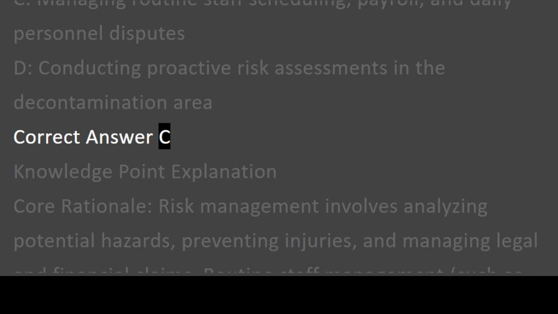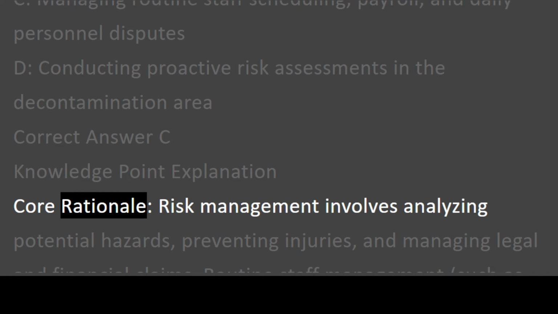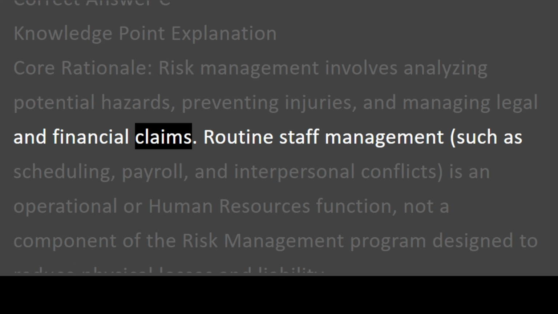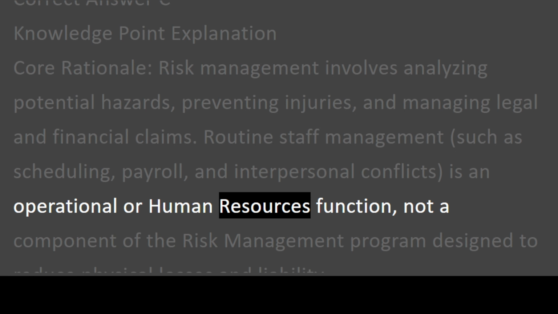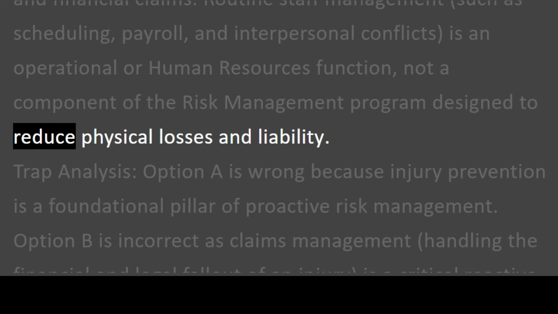Correct answer C. Knowledge point explanation. Core rationale. Risk management involves analyzing potential hazards, preventing injuries, and managing legal and financial claims. Routine staff management, such as scheduling, payroll, and interpersonal conflicts, is an operational or human resources function, not a component of the risk management program designed to reduce physical losses and liability.